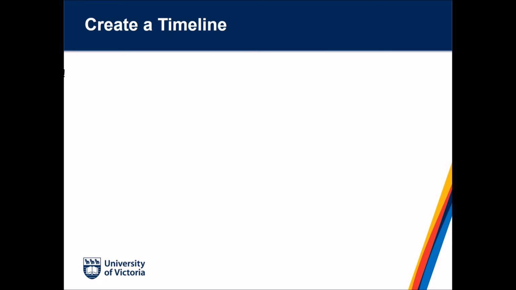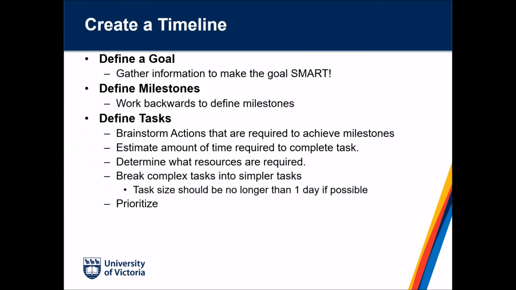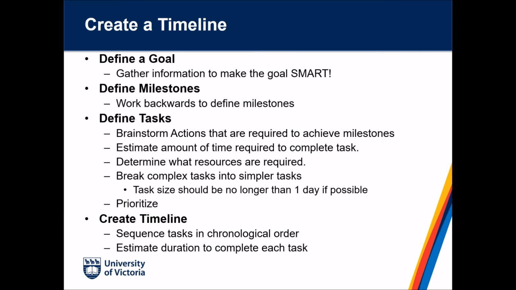First and foremost, we need to define a goal and hopefully make that goal SMART. Once we've defined our goal, we can work backwards and define our milestones. Once our milestones are in place, we can define tasks. In defining tasks, we brainstorm actions that are required to achieve those milestones. We estimate the amount of time required to complete each task. We determine what resources are required. And when required, we break down complex tasks into simpler tasks. Finally, we create our timeline. We sequence the tasks in chronological order, and we estimate the duration to complete each task.